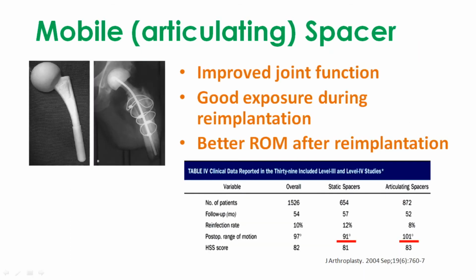In contrast, articulating spacers permit more joint motion and can improve function prior to the second-stage reimplantation. The improved joint function and decreased scar formation after resection arthroplasty can facilitate exposure during reimplantation. The use of a mobile spacer restores soft tissue tension and allows a greater degree of joint motion, which has been reported to have a better outcome than the use of a static spacer. However, the limitations of the mobile spacer include the risk of spacer fractures and hip dislocation.